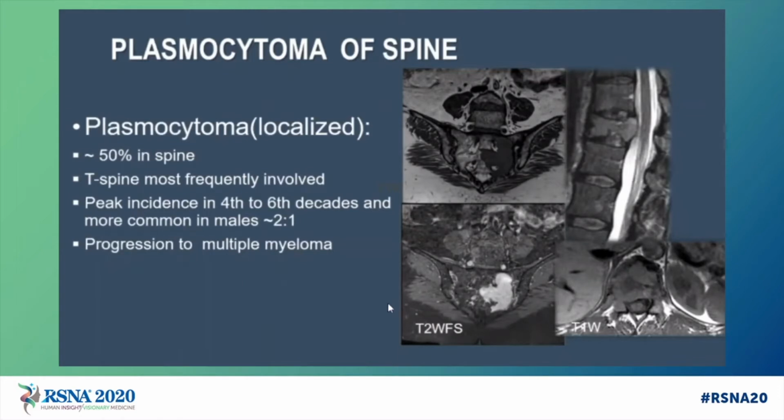Plasmacytoma, they're the localized form of myeloma. Approximately 50% occurs in spine. T-spine is the most frequently involved level, and the peak incidence is 4th to 6th decades and more common in males. And eventually, all these patients progress to multiple myeloma. Here's a large lesion in the sacrum on T1 weighted and T2 weighted coronal images, and another lesion in the lumbar spine with pathologic fracture on this patient.